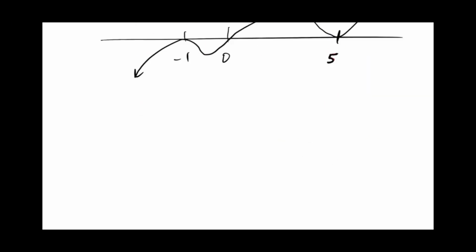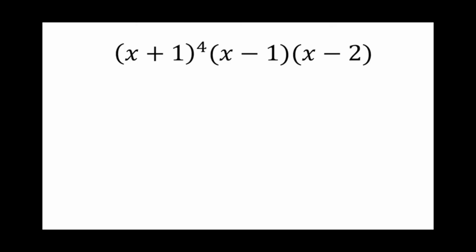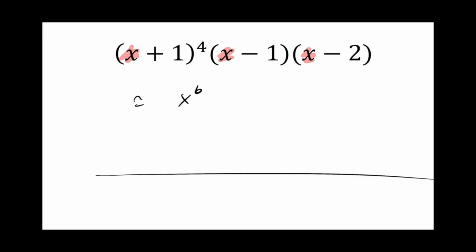Let's try another. For the next example here, same idea. This leading coefficient will be x to the power of 4, x, and x. So here we have a leading coefficient equal to x to the power of 6. Again, this is positive. Identifying our roots here, we have a root at -1, a root at 1, and a root at 2. So as x gets infinitely large, we can see our end behavior will tend towards positive infinity.